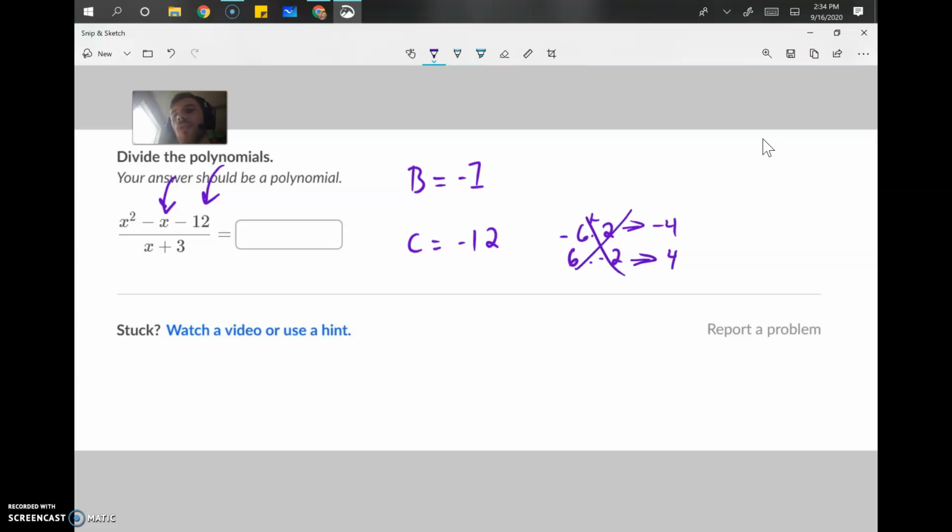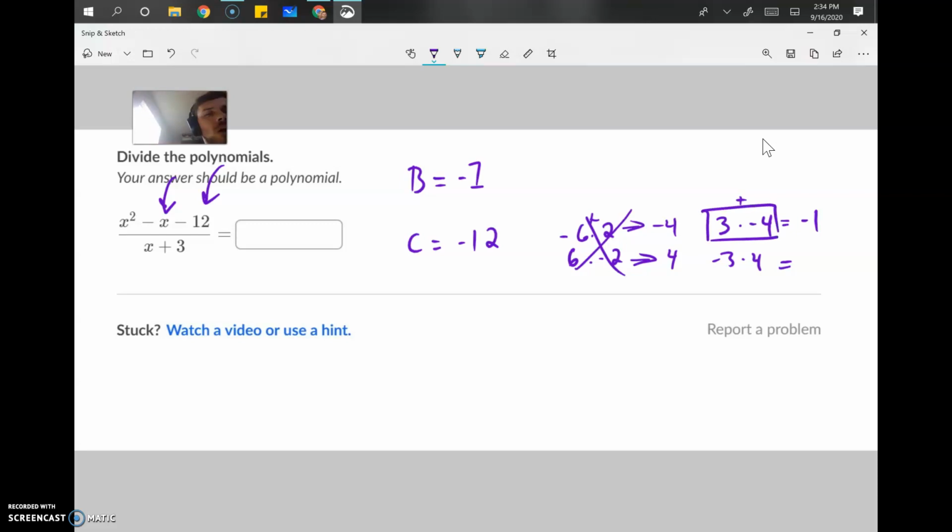So let's try some different numbers. We know it's not 12 and 1. 3 and negative 4. And negative 3 and positive 4. So there's some guessing and checking going on here, right? 3 plus negative 4 when we add is going to be negative 1. Boom, done. Here's our numbers, 3 and 4.